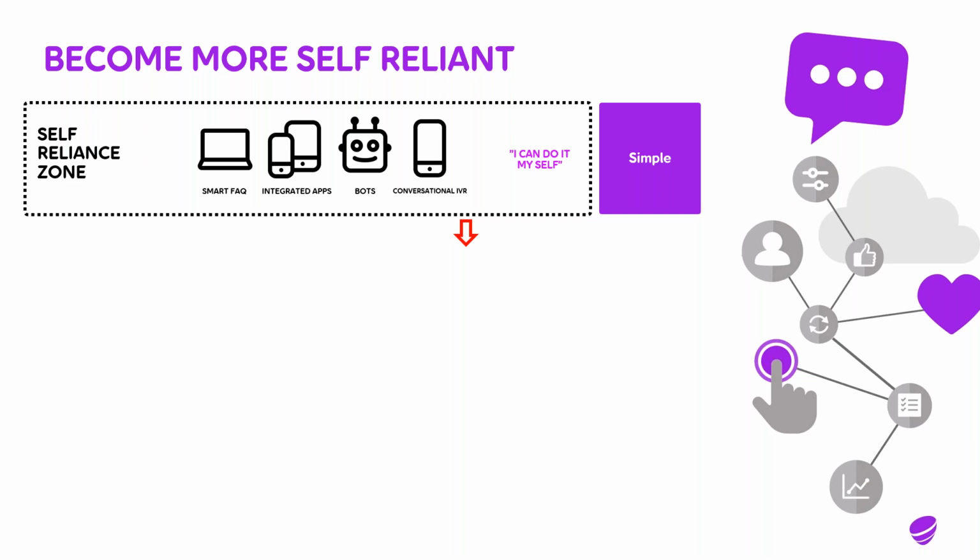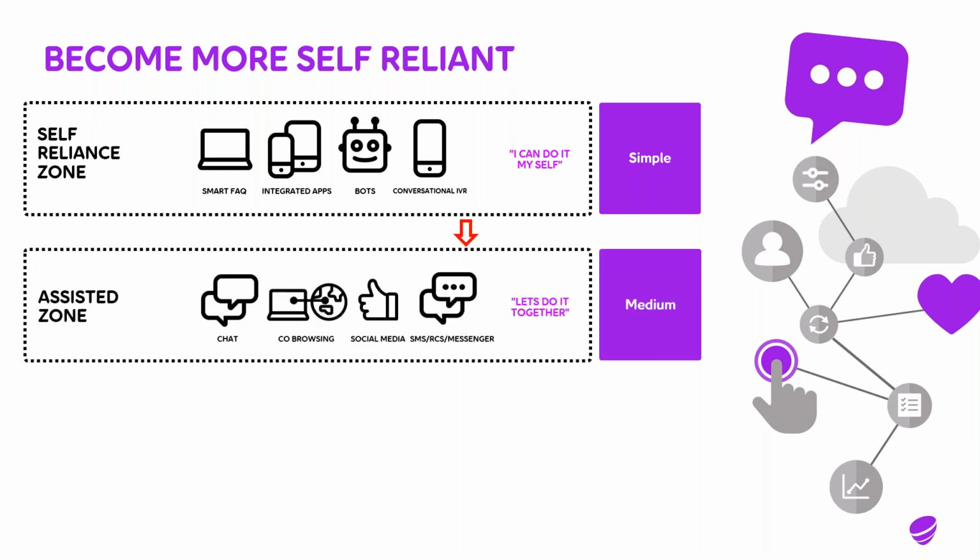Most of them are susceptible to the assisted zone, where they are more like, let's do it together. I was almost done and I could almost do it myself, but I couldn't figure it out. So if you can help me, maybe I can learn and I can go back again next time to the self-reliance zone, or I can fix it here in let's do it together. And that could be for simple tasks and medium tasks.